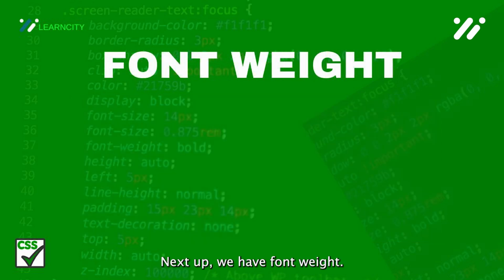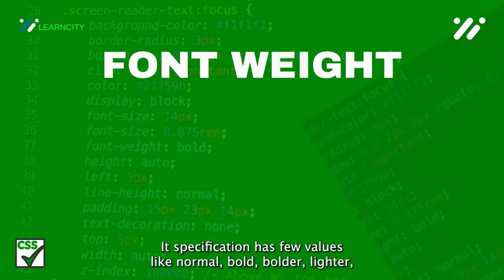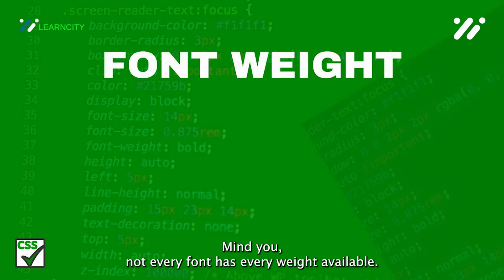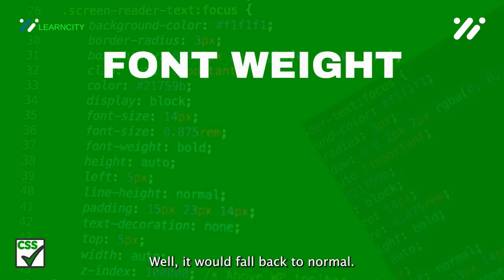Next up, we have font weight. The font weight helps us specify how heavy or light a font is. Its specification has a few values like normal, bold, bolder, lighter, and then numeric values, where 100 is the very lightest and 900 is the heaviest. Mind you, not every font has every weight available. So let's say you specify a medium weight for a font and it's not available, well, it would fall back to normal.